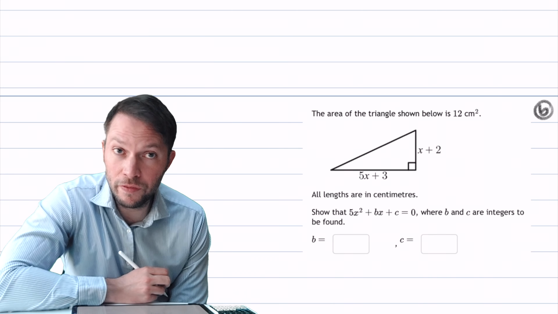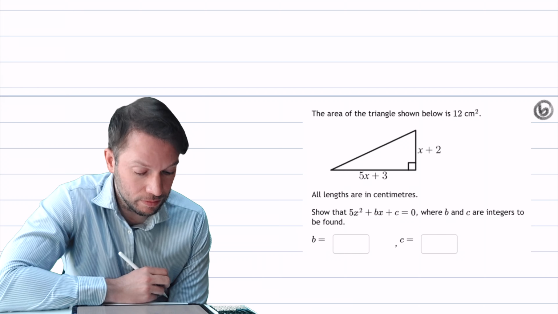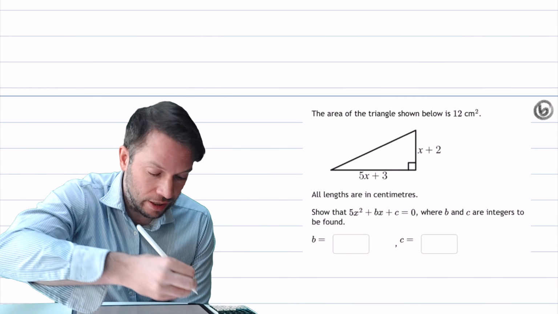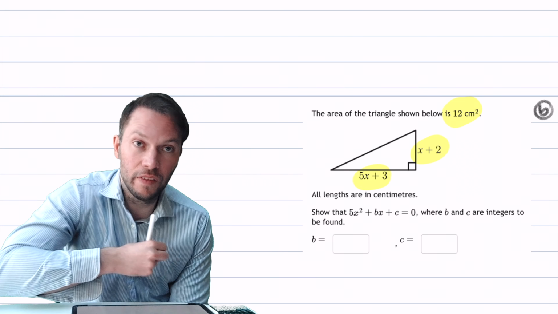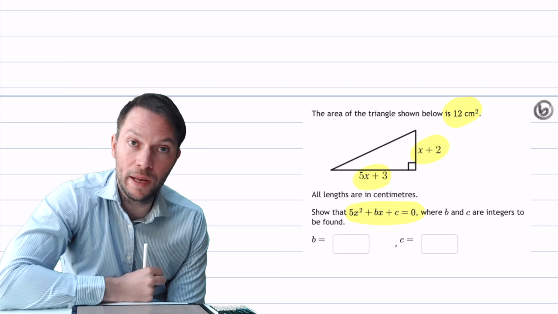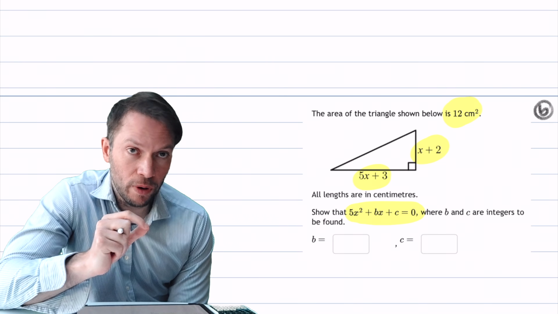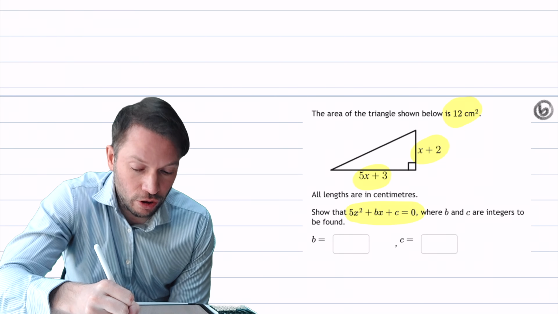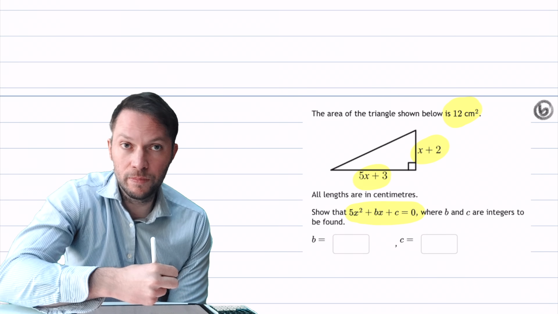In this video, we're going to form a quadratic equation using the area of a triangle. Now, we're told the area of the triangle is 12, and we're given the base and the height of this triangle. Now, it wants us to show that we can get this equation, 5x squared plus something x plus something equals 0. And that doesn't say solve this equation. It means somehow using the information that we're given to get to that equation.